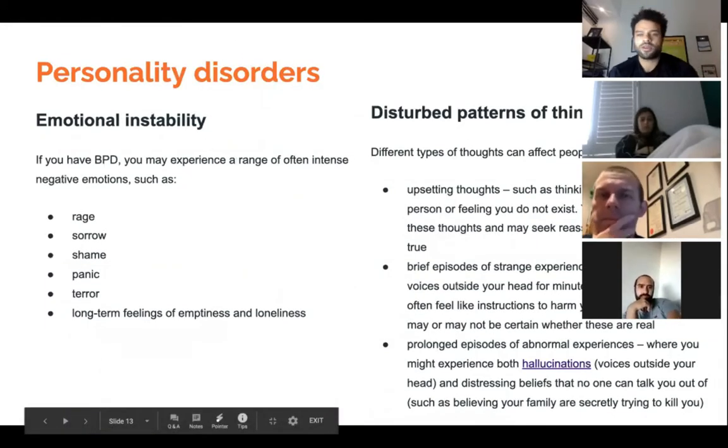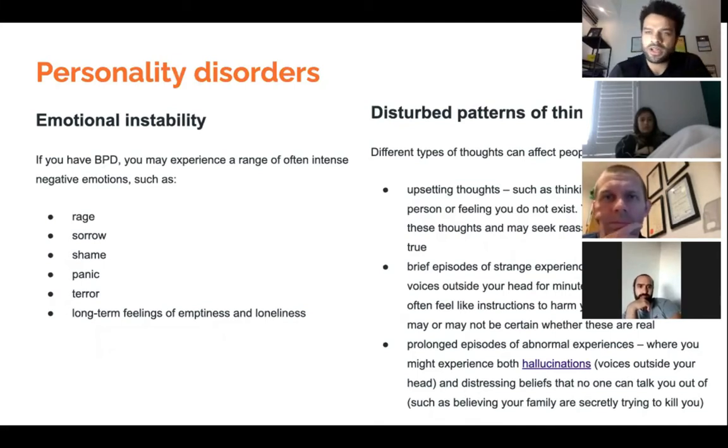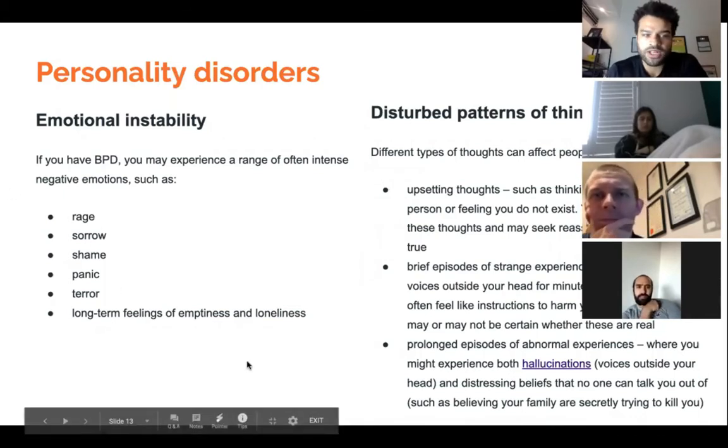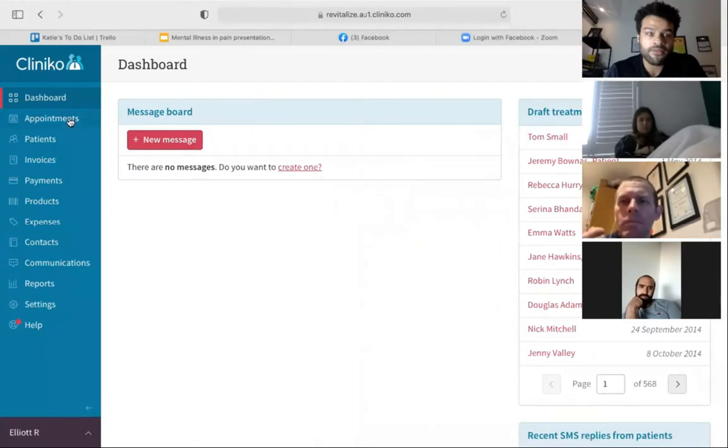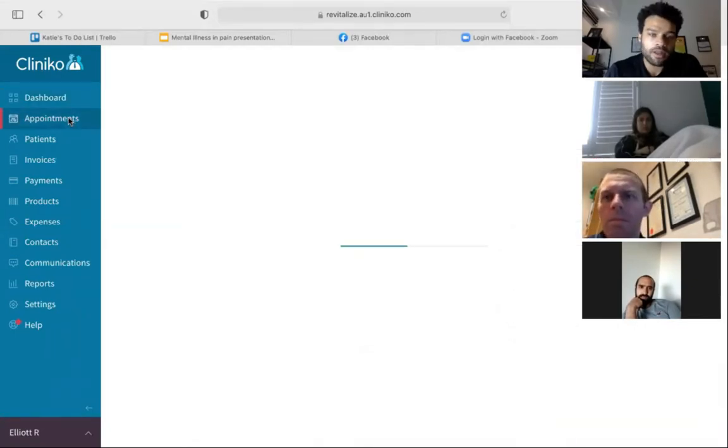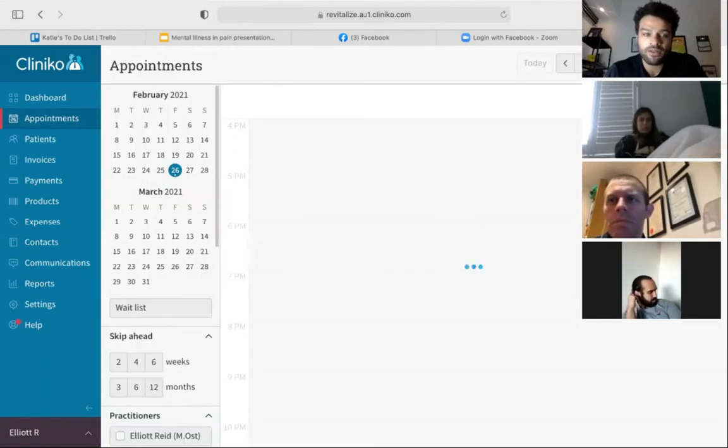Personality disorders. Once again, personality disorders are heavily correlated to child abuse. If you have BPD, you might experience the following: rage, sorrow, shame, panic, terror, long-term feelings of emptiness or loneliness. One thing to be careful of is that many patients with personality disorders have a fear of abandonment. The issue with this is we don't want the patient to position us as the hero or position us as a solution to their problem.